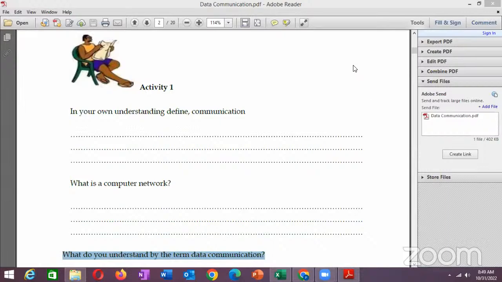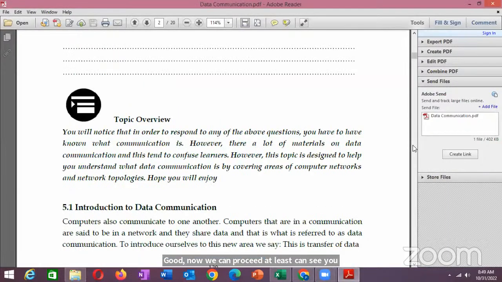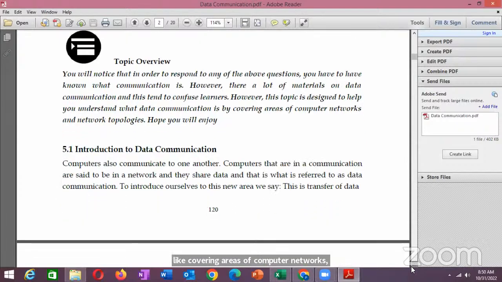Good, now we can proceed. At least I can see you have really answered the questions. You will take notice that in order to respond to any of the above questions, you have to know what communication is. However, there is a lot of material on data communication, and this tends to confuse learners. This topic is designed to help you understand what data communication is by covering areas of computer networks and network topologies. Hope you will enjoy.